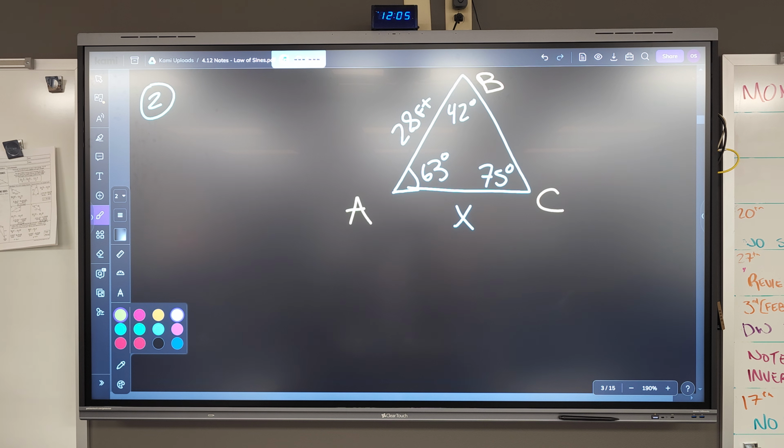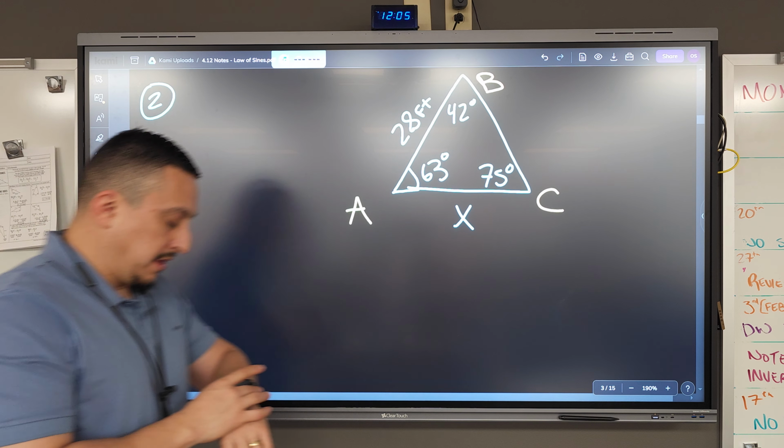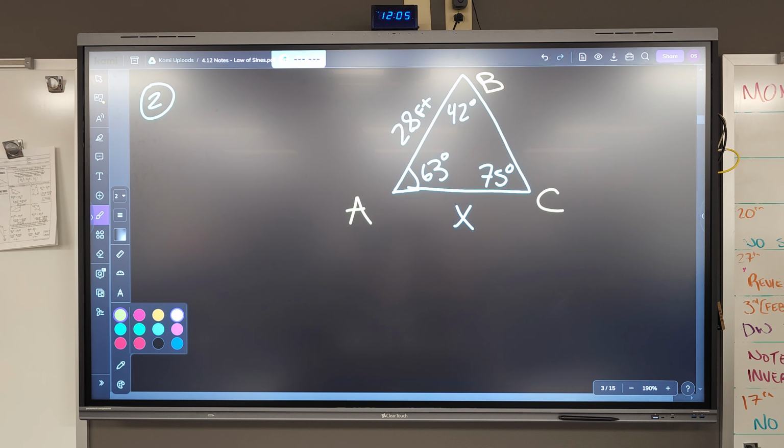Okay, let me give you 40 seconds here to just do the setup, to see if you set it up right, if you know which ones to pick, okay? And then I'll give you more time to solve it.